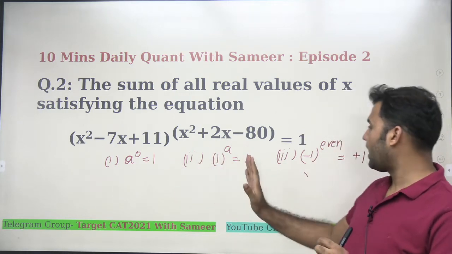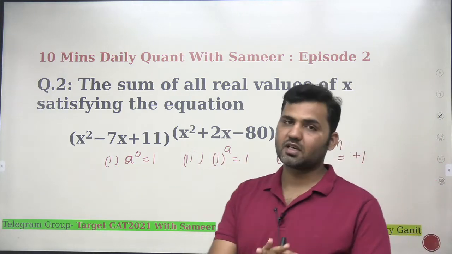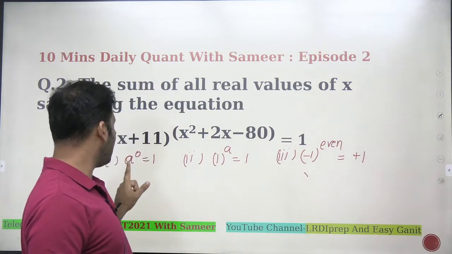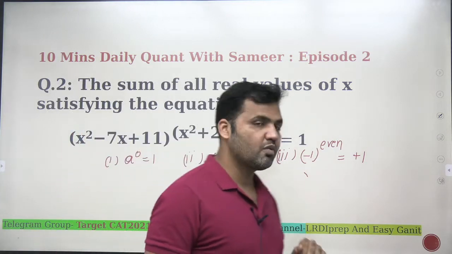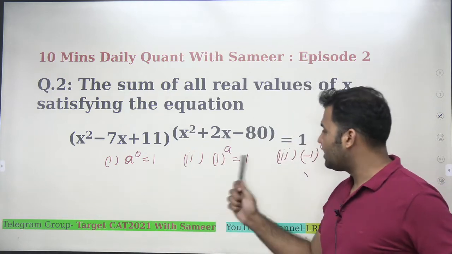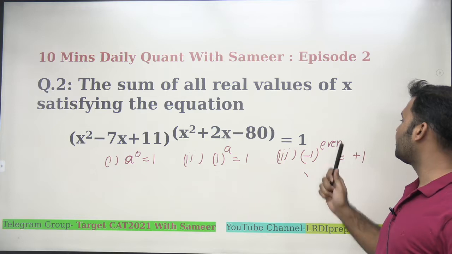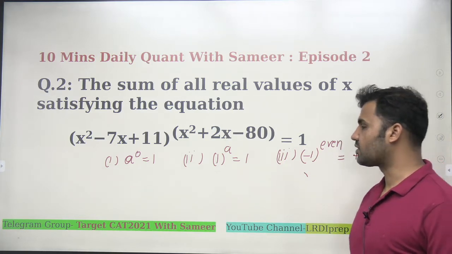Now that requires the basic knowledge of surds and indices. If you don't know that, I have given you this explanation that a raised to power 0 is always equal to 1. 1 raised to power anything is always equal to 1. And the third case is minus 1 raised to power even will also be equal to plus 1.